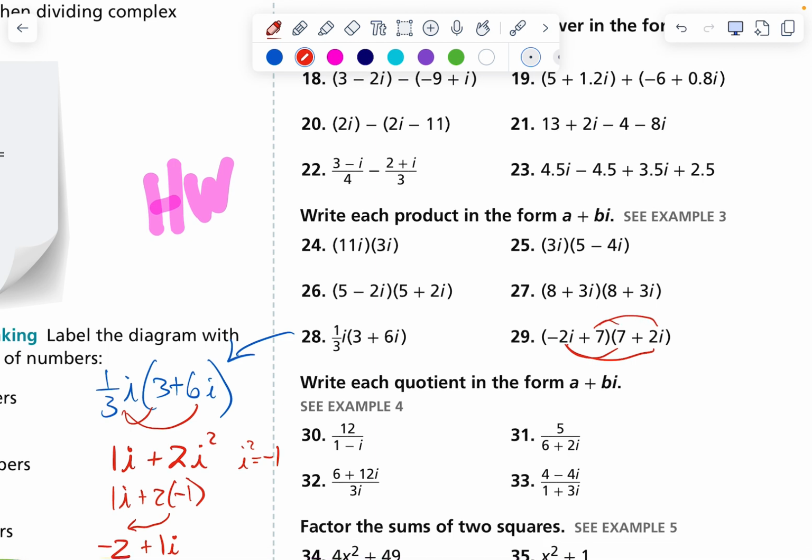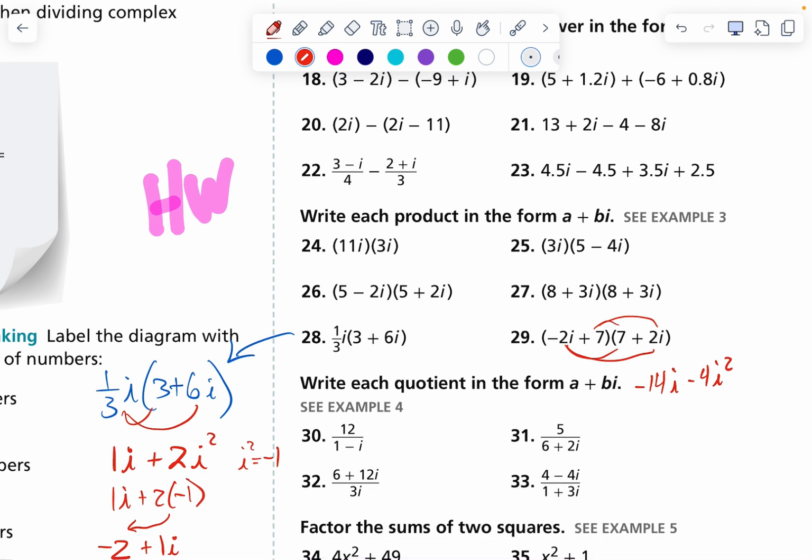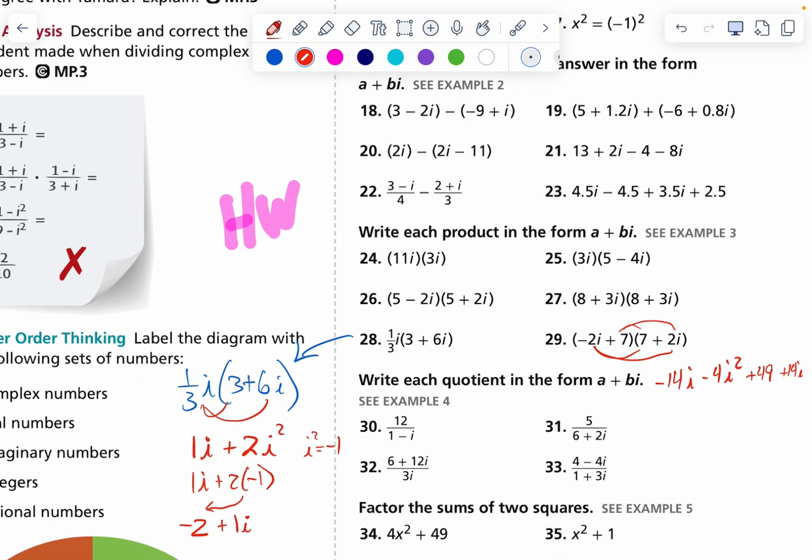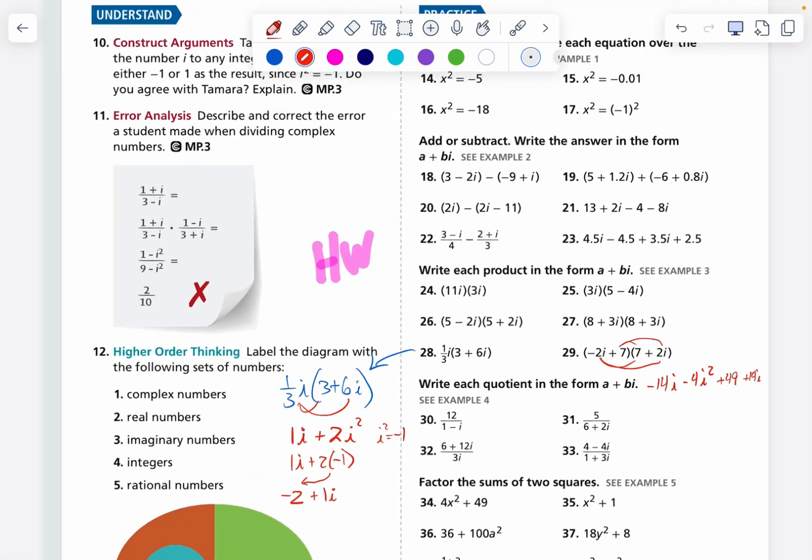So negative 2i times 7 is negative 14, negative 14i. Negative 2i times 2i, not plus, is minus 4i squared. And then 7 times 7 is 49. And then we have 14i at the end. Can you see that? Is that okay? It's because it goes off the screen otherwise.